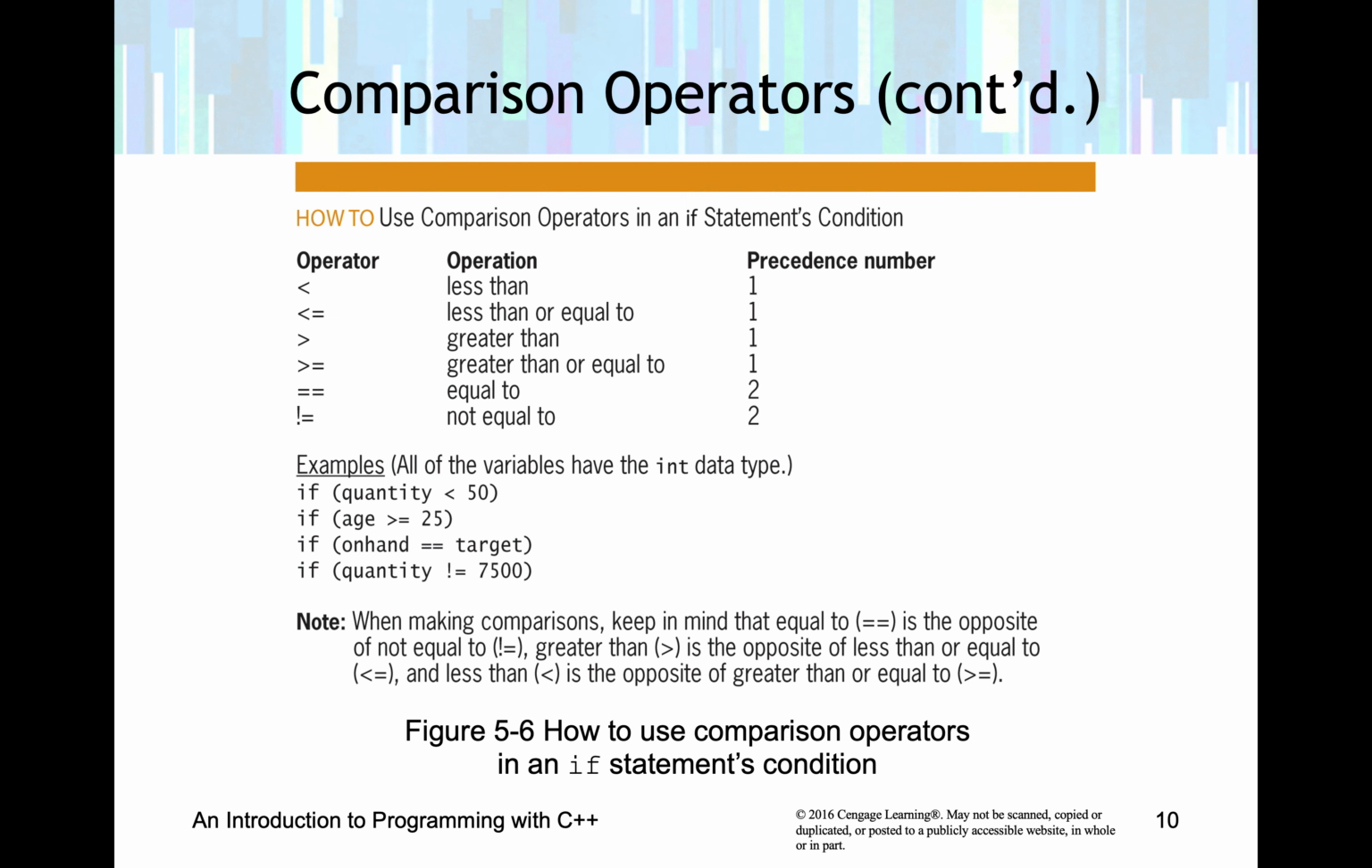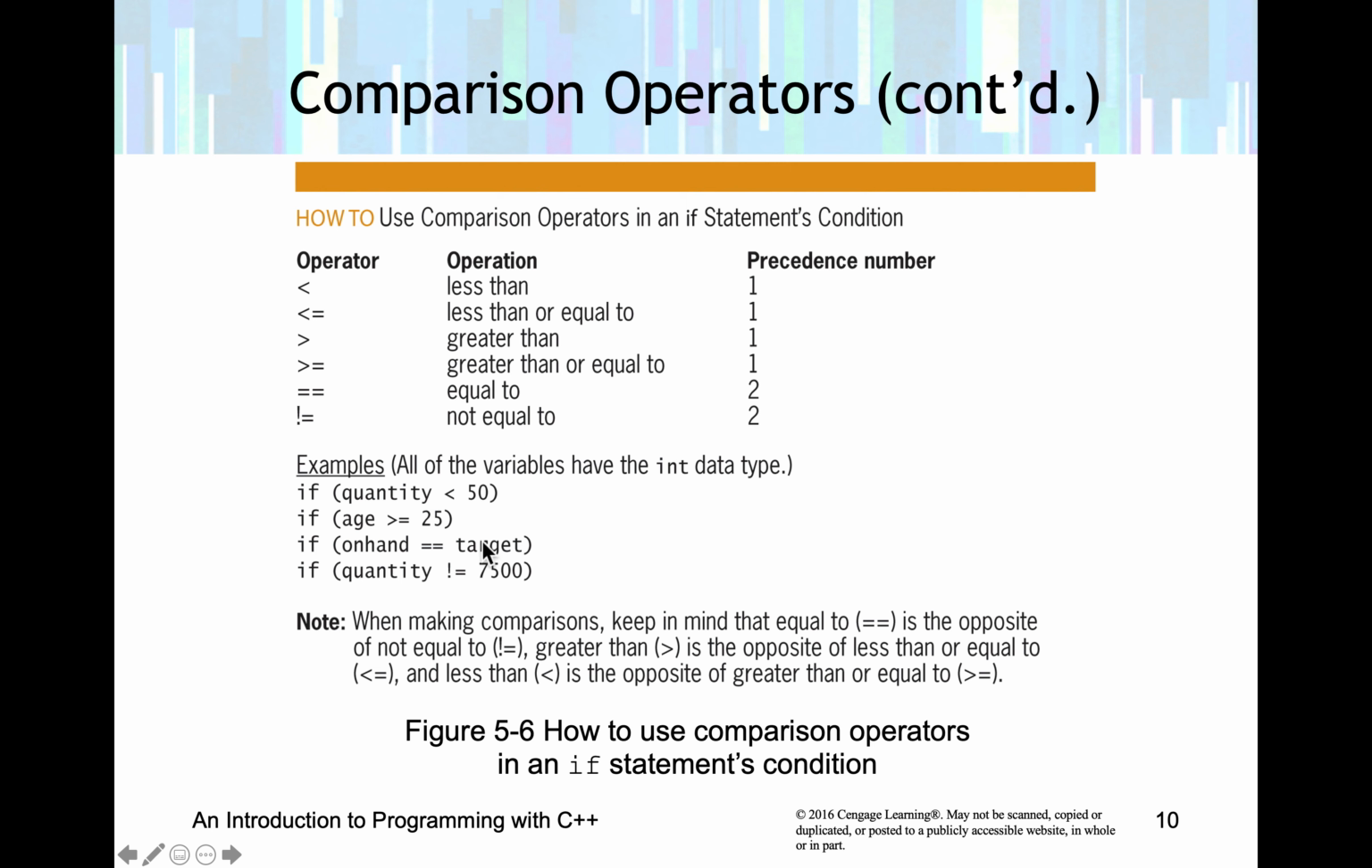Here's some examples of some comparisons. Quantity less than 50. Is age greater than or equal to 25? So for this one, it would be true if the age is 25, or it would be true if the age is 26, 27, 28, and above. Anything 24 or less would cause a false statement.